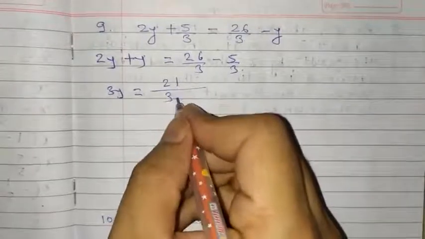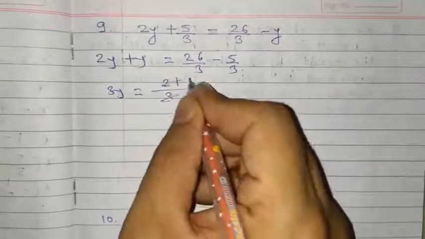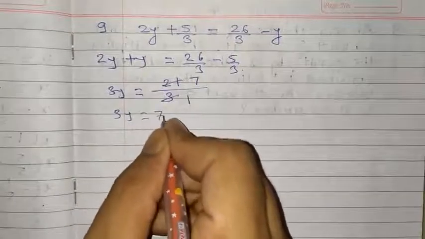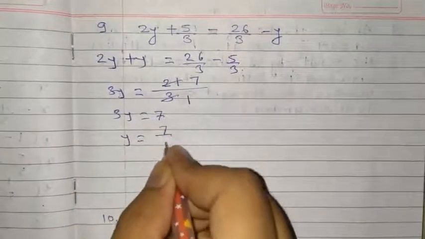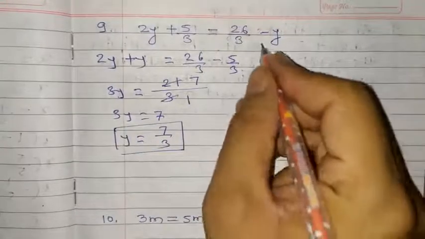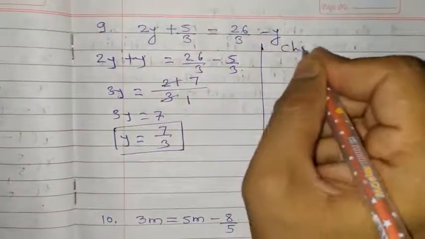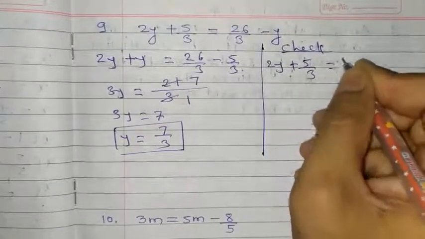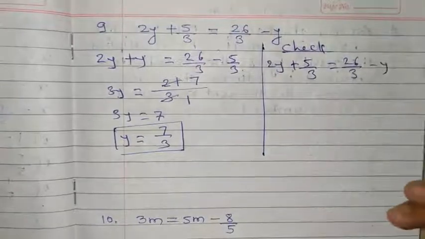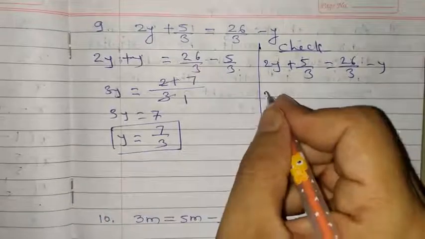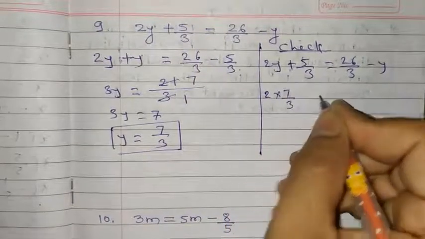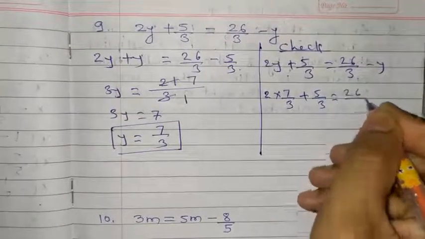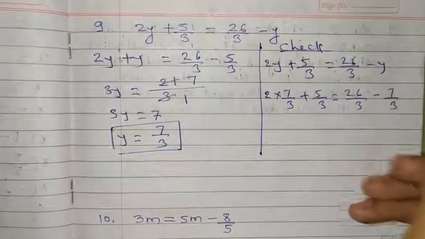And here both the numbers are divisible by 3. 3 ones are 3, 3 sevens are 21. Then here it is 3y equal to 7. So it means y is 7 upon 3. Now we will cross check. In the checking part, we will write the question as it is, so that no confusion will be there. And then simply put the value of y. 2 into 7 upon 3, because the y value is 7 by 3. 5 by 3, 26 by 3 minus 7 upon 3.